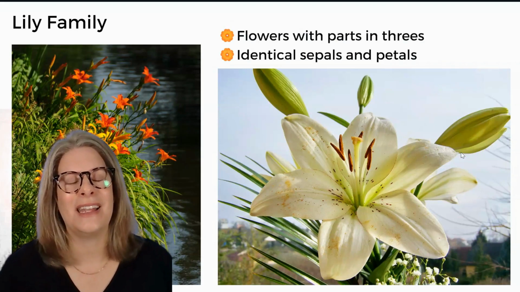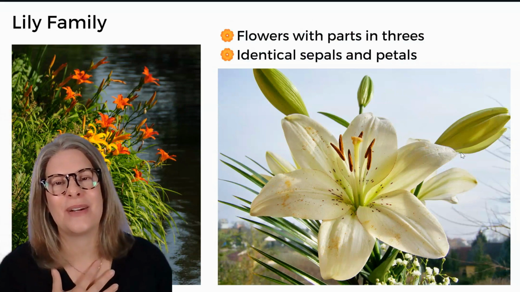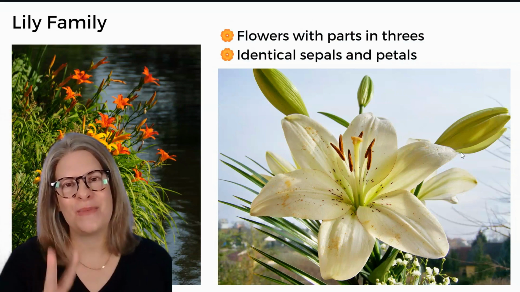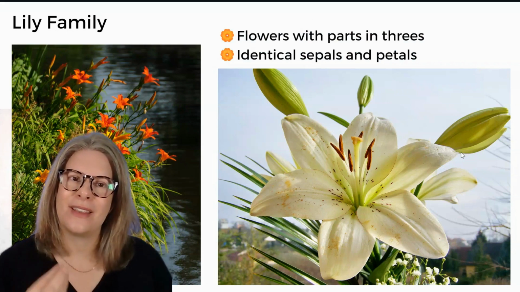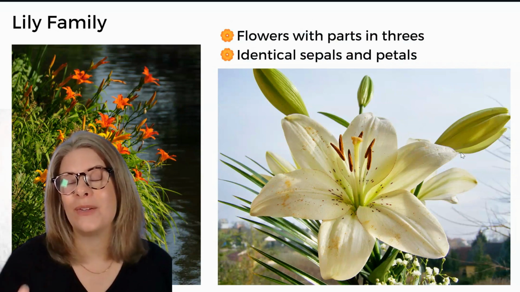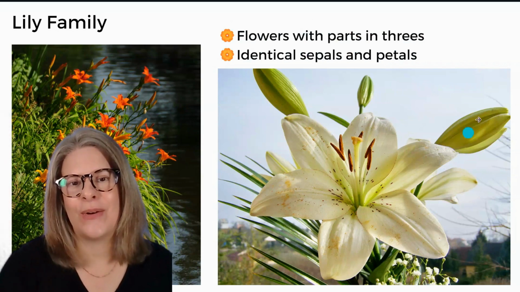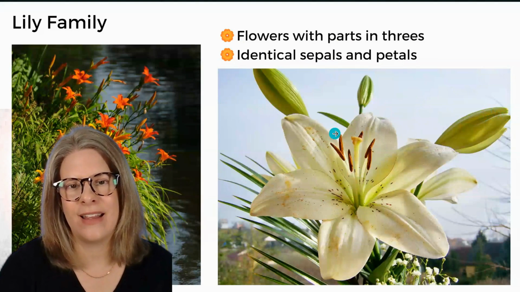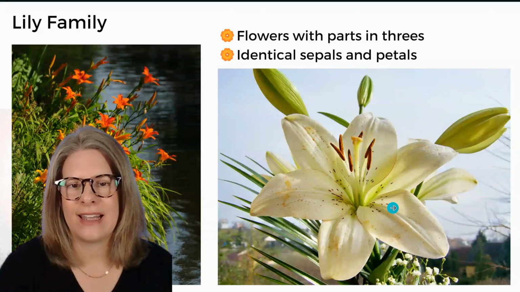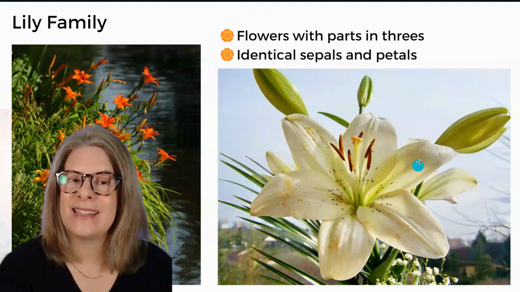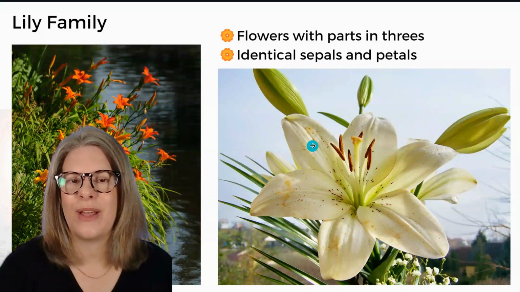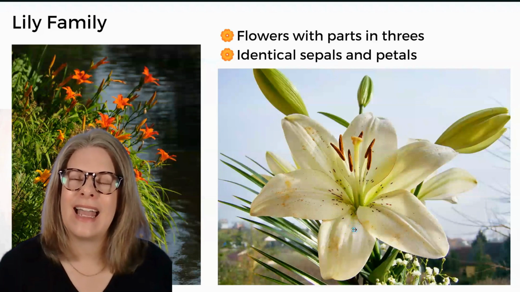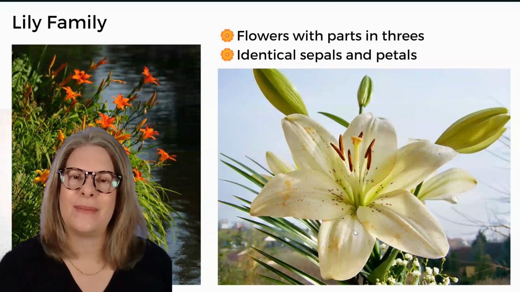Next up is the lily family. Now, I think personally that these are pretty easy to identify, and the two main things that you will be able to look for are that the flowers have parts in threes, and the sepals and petals are identical. So if you look at the flower here, you can see they've got 3 stamens on each side. You'll see that it has 3 petals, and then they look like petals, but they're not. They're sepals. They're actually sepals that are layered below the petals. So parts in threes, and the sepals and petals are identical in the lily family.